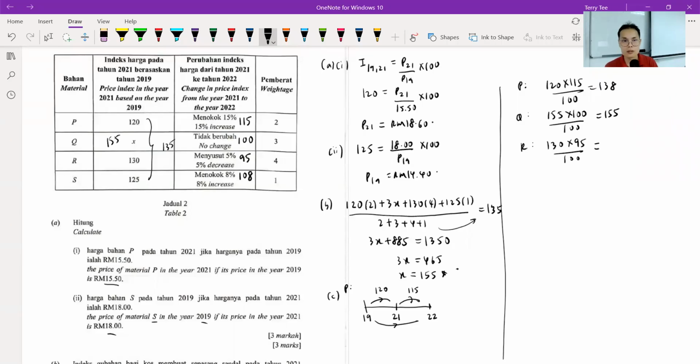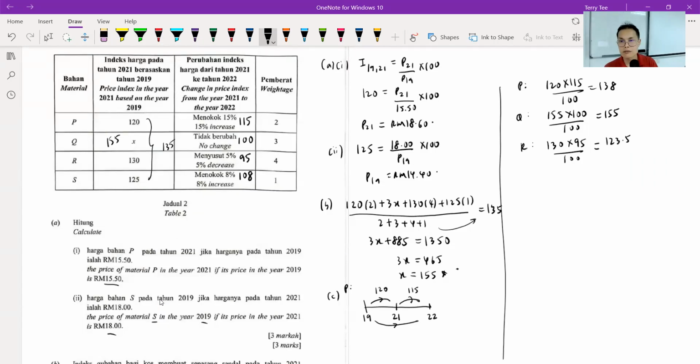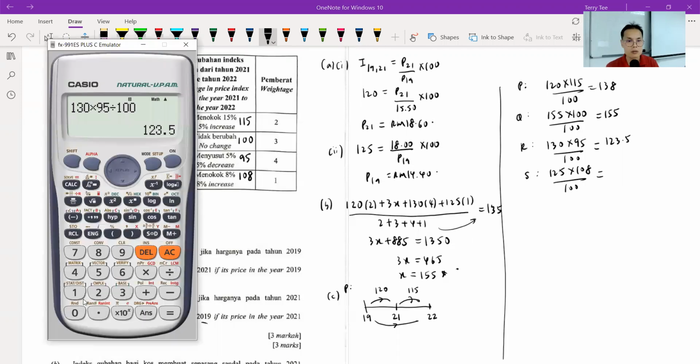So it's 130 times 95 over 100. That will give us 123.5. Okay. Next, for S it is 125. You multiply by 108 and divide by 100. Okay, 125 times 108 divided by 100. This will give us 135.